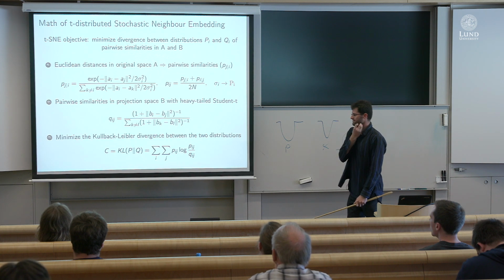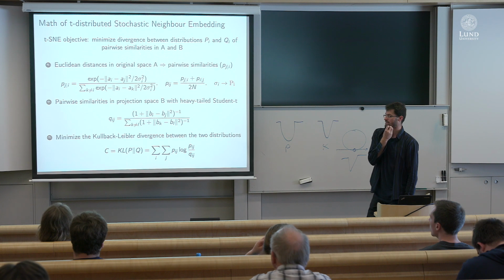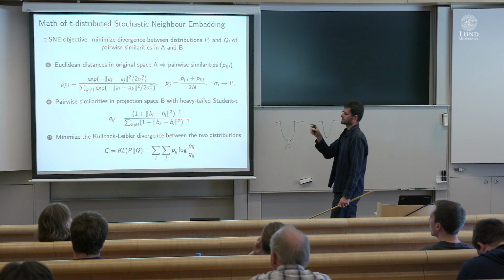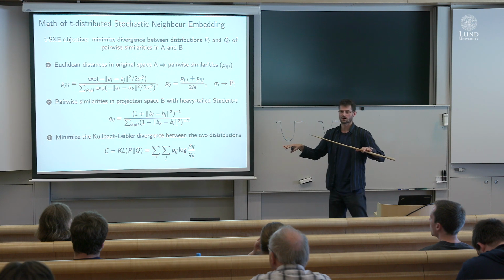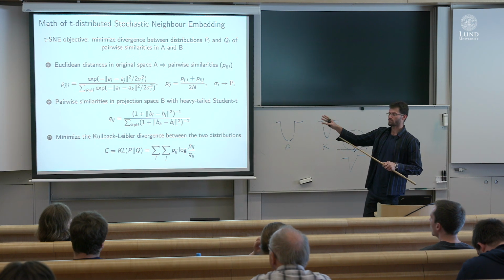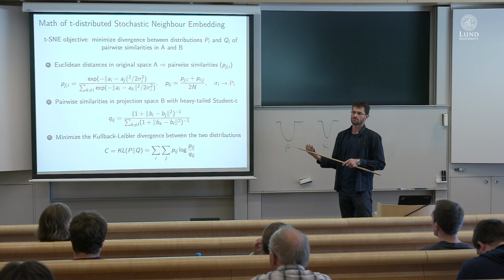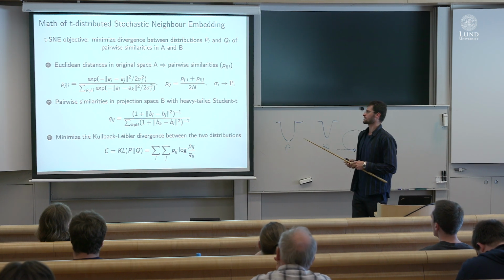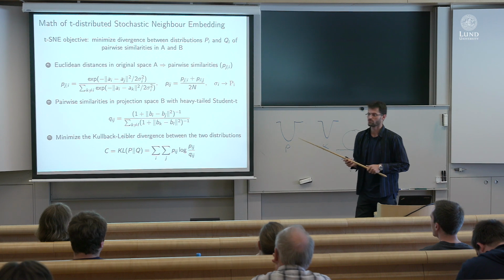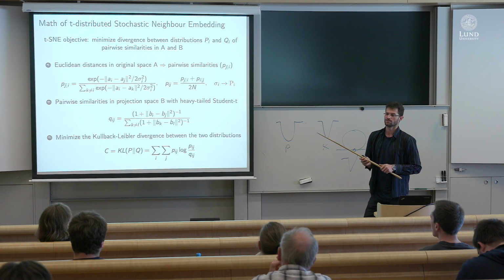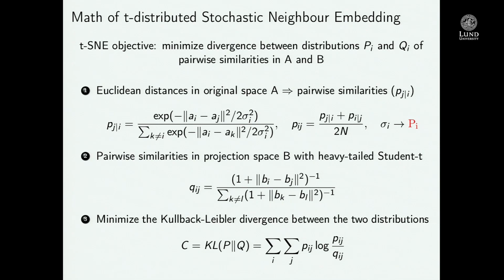Then in space B, we don't take the Gaussian, but we take the heavy-tailed Student t distribution. So it's got heavier tails than the Gaussian. This is basically the improvement that t-SNE does over the previous versions of SNE, and it's also what solves the issue of crowding. In all the other methods that you saw in the examples before, points are clustered sometimes very near the center of the map. That's a crowding issue that most of these methods have, and t-SNE solves this issue by using this Student t distribution.